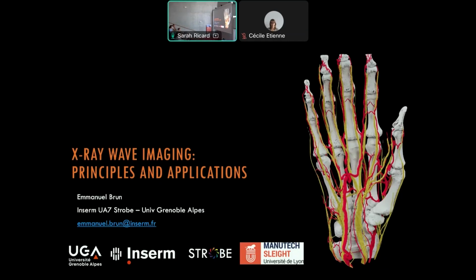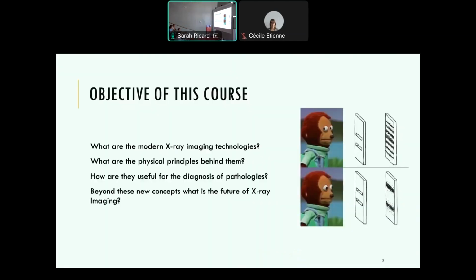So I'm from Grenoble. I came in my car this morning, and the objective of my talk today will be to reconcile the wave aspect of light with the particle aspect of light, with two new modern instrument technologies, and to let you understand the physical principle behind those new modalities and how they are useful for the diagnosis of pathologies.